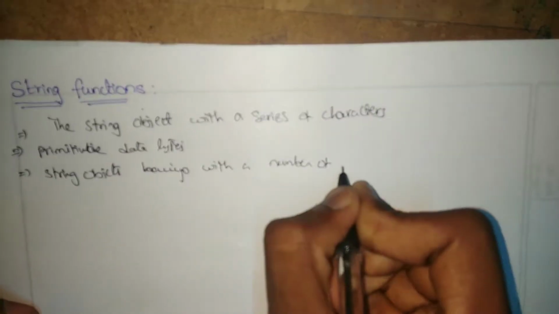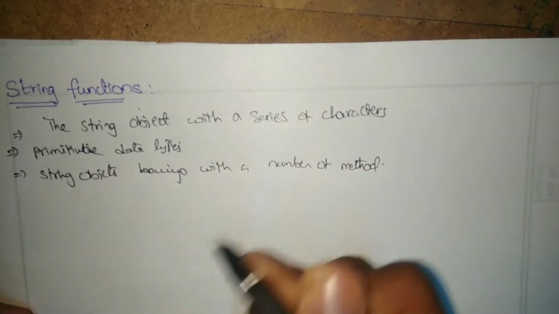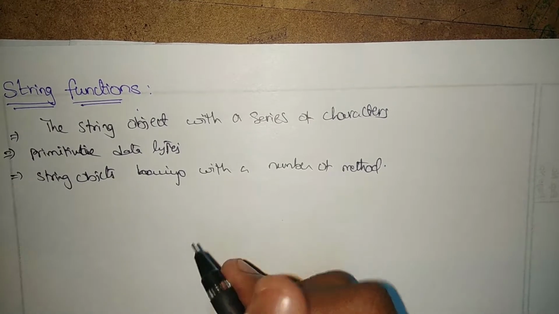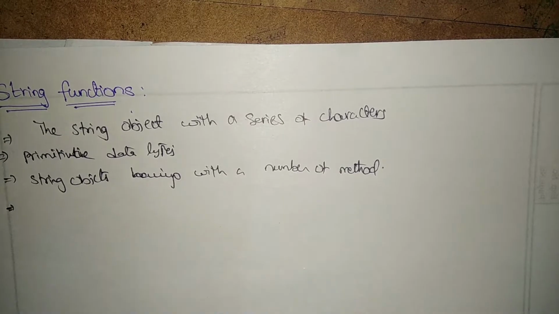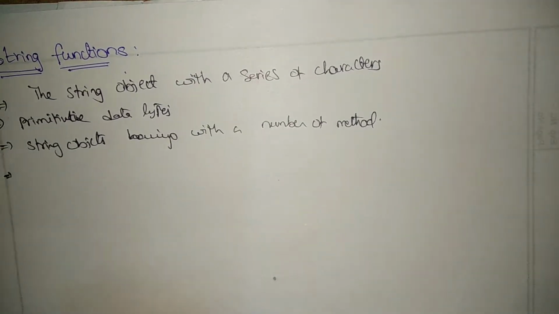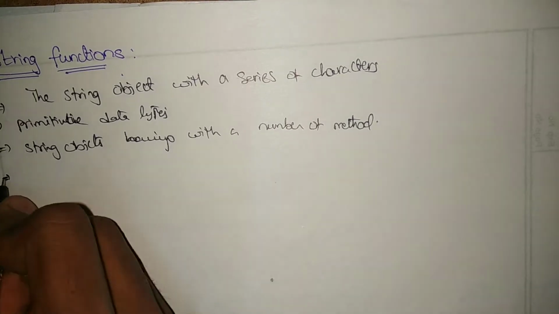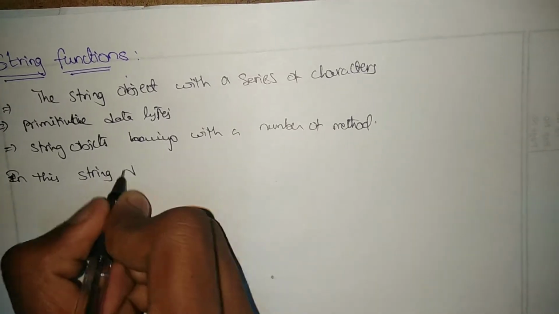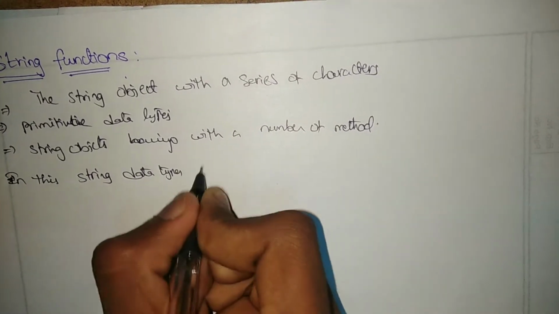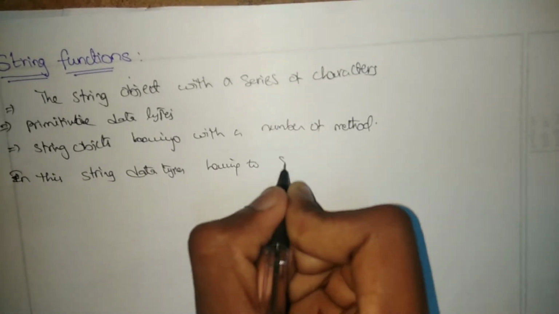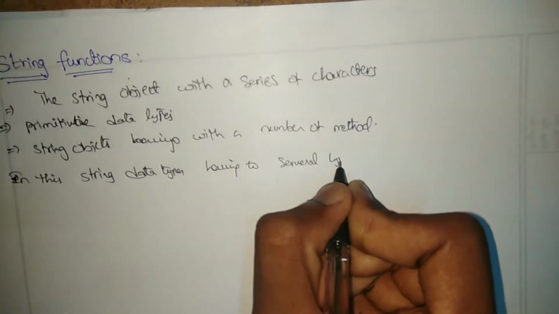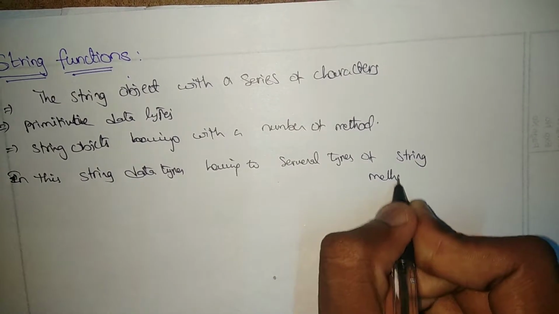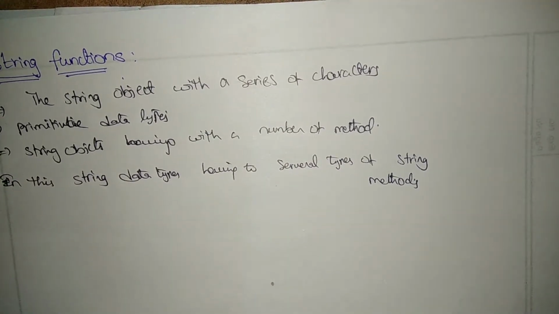Whatever the user enters, that is assigned as string type characters, and JavaScript converts each and every one of them into the string data type. This string data type has several types of string methods. What are they? Let's check one by one.